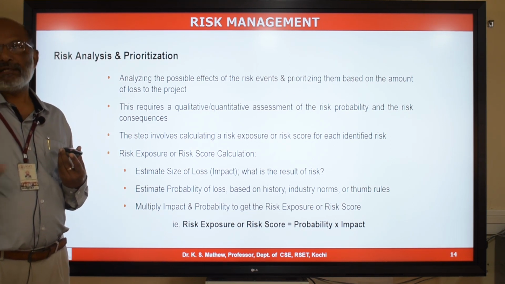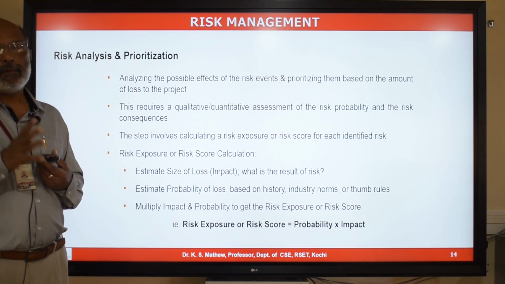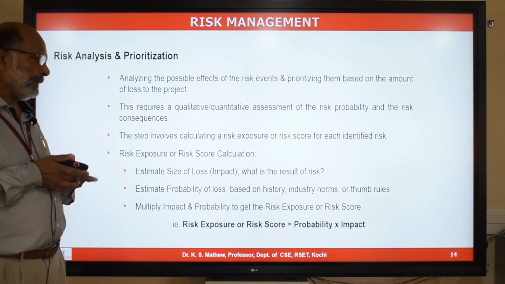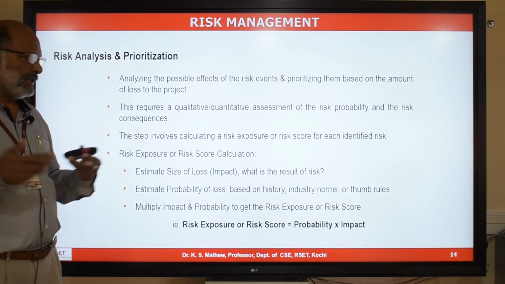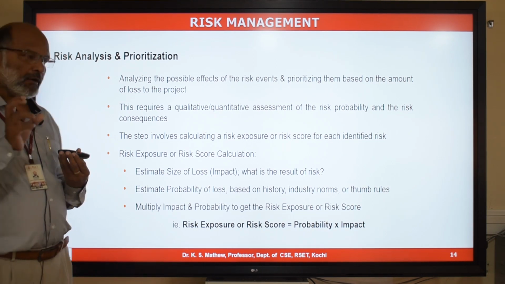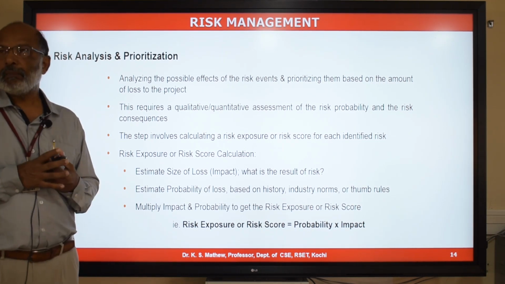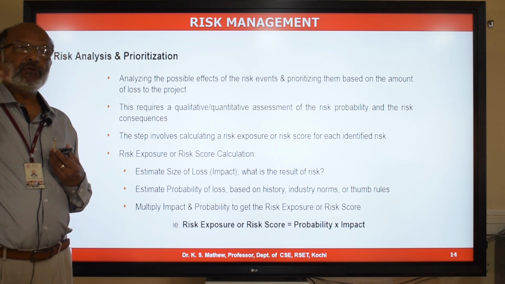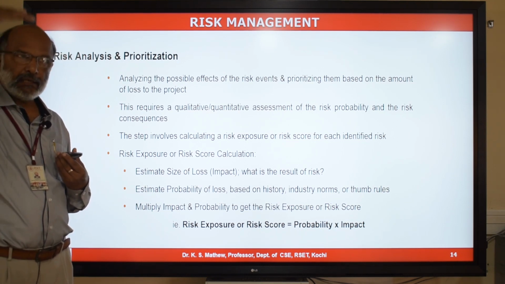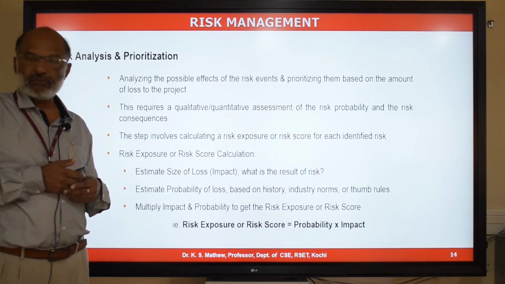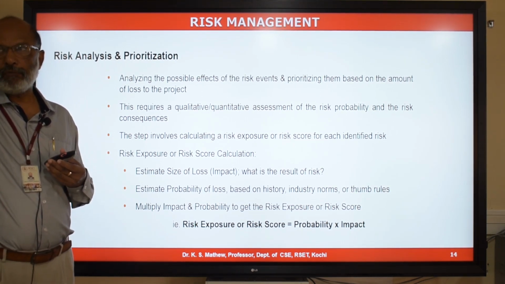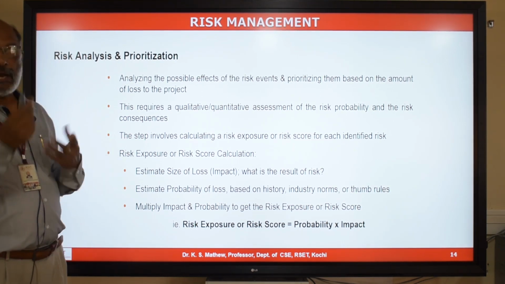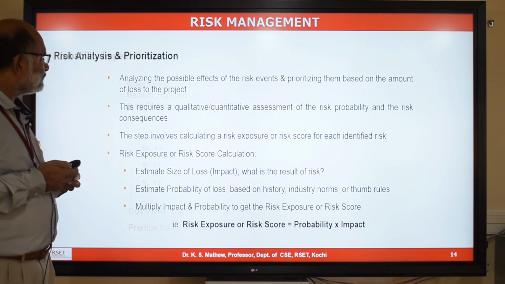1 means there is a certainty of risk happening. So probability may be scored in a scale of 0 to 1, and the impact may be scored in a scale of 1 to 10. And you multiply these two factors, you get a figure called risk exposure or risk score. Based on this figure, you sort the list of risk in the descending order of the risk exposure or risk score, and then you get the top priority risk on top of that list. That's how you analyze and prioritize the risk.